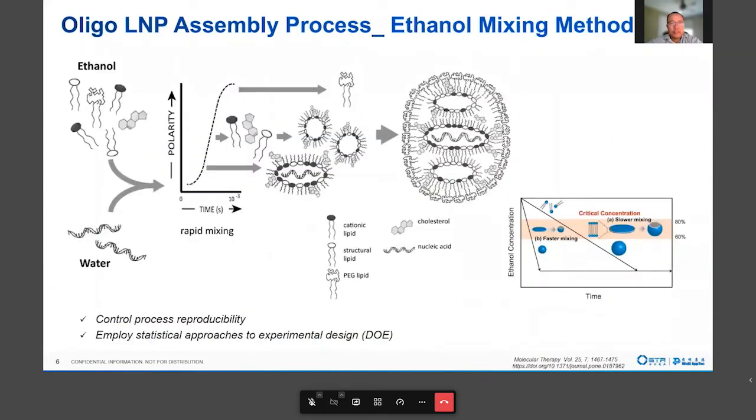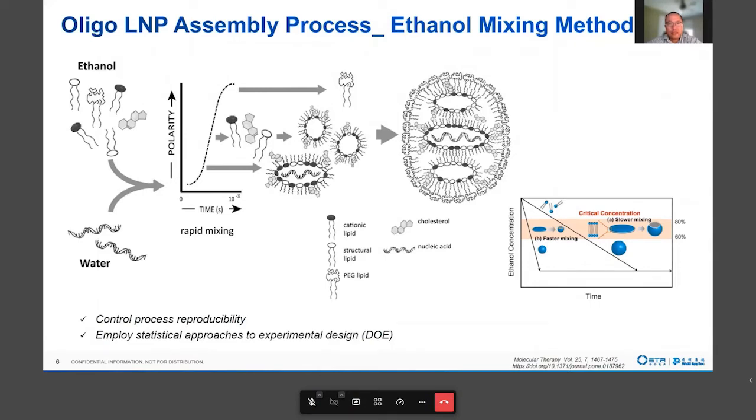Unlike traditional thin film hydration coupled with the extrusion process for liposomes, current LNP assembly applies the principle of the ethanol mixing method. As shown in this diagram, all the hydrophobic lipids are dissolved in ethanol, and the oligo is dissolved in aqueous buffer. The organic ethanol solution is then mixed with the aqueous phase. The cationic lipid captures the negatively charged oligo, then other structural lipids wrap around the complex to form the nanoparticle.